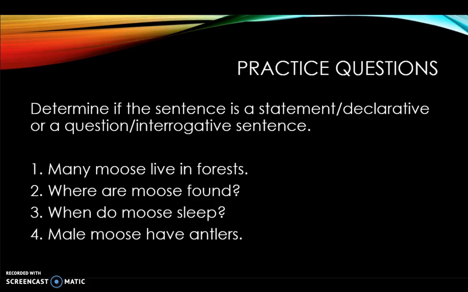For your practice questions, you are going to identify if the sentence is a statement or declarative sentence or a question interrogative sentence. Rewatch the video if you don't understand or need the definitions one more time.